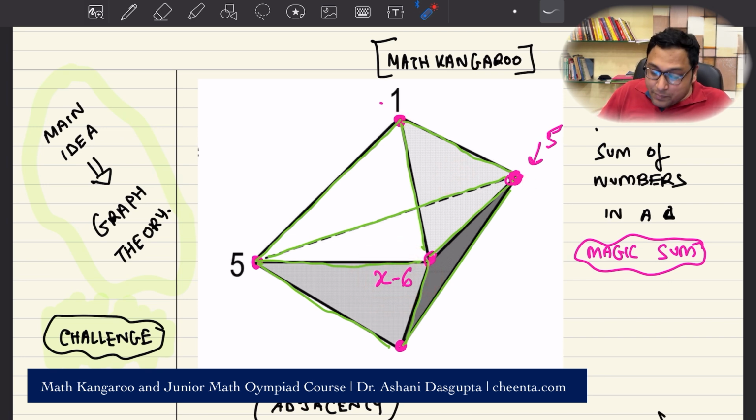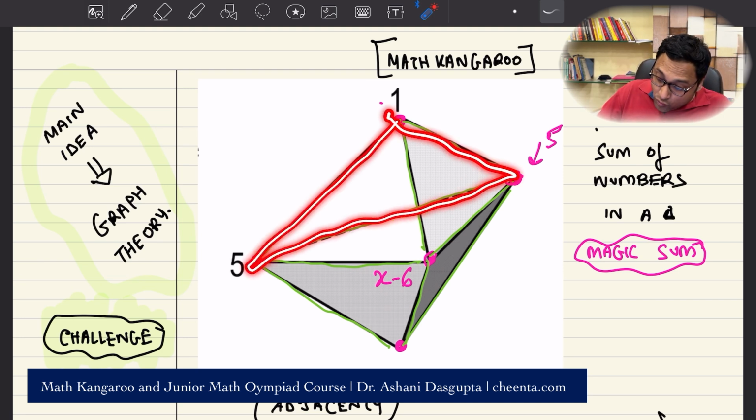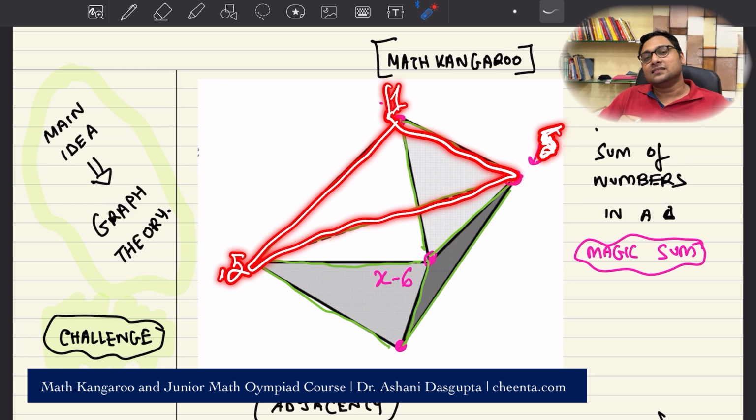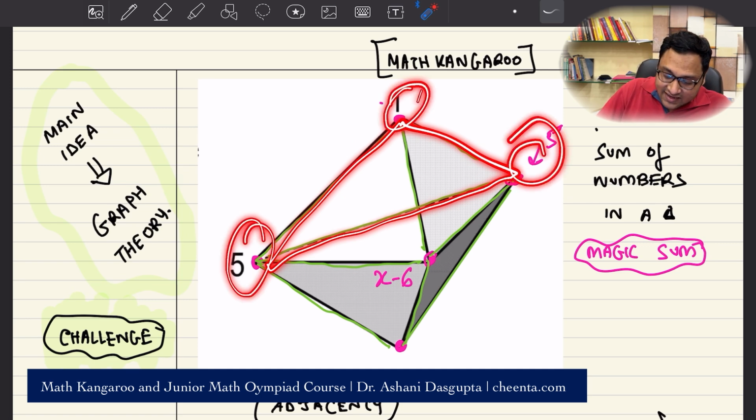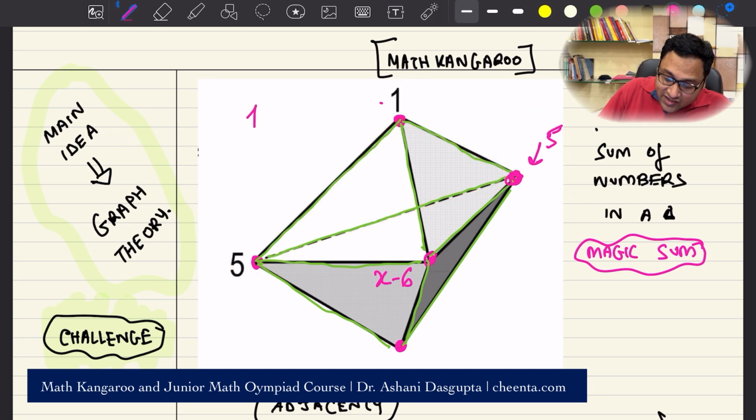Okay? But see what we just did. We completed a triangle with all the three numbers at the vertices. So 5, 1, 5. So now we know what the magic sum is. It's 5 plus 5 plus 1. That's 11. So the magic sum is 11.